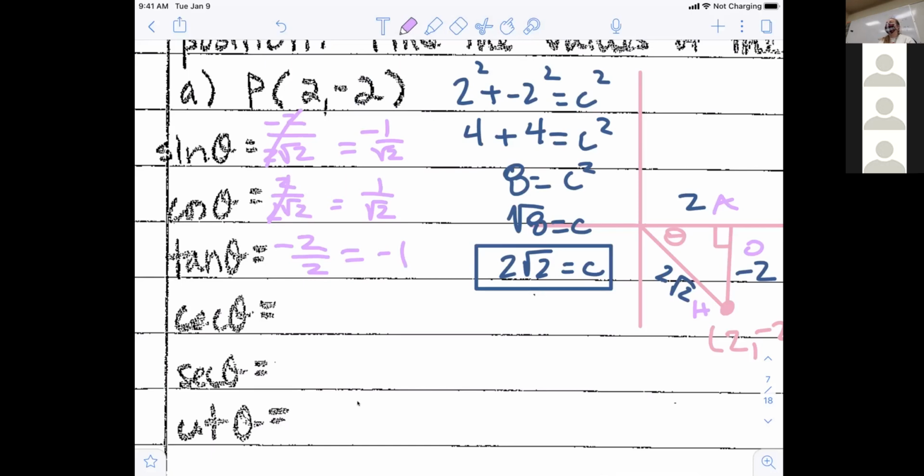The good thing now is I'm going to just do cosecant, secant, and cotangent. I'm just flipping everything. So cosecant and sine go together. So reverse that. You can just make it -√2. Secant is going to be +√2. Again, I'm just flipping that 1 over √2 to be √2 over 1, and anything over 1 is itself. And then -2 over 2 is like 2 over -2, which is still -1.